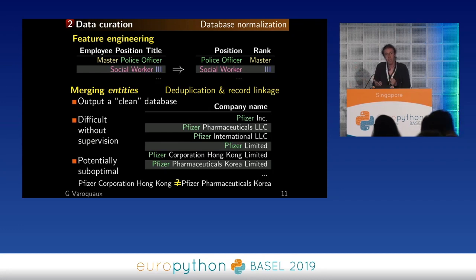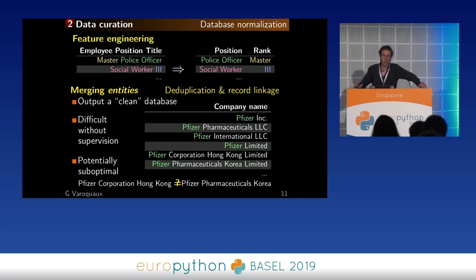Another related problem, for instance, in a different database, is where we have company names and we have the same company expressed under different names. Now that's a canonical problem of database curation, and it's known as deduplication or record linkage. The goal is to output a clean database, basically to merge those different entries, those different entities, and represent them as the same entity. Now this is quite difficult to do in general without supervision. You usually need an expert that shows a set of mergers to have an algorithm learn how to do the mergers.